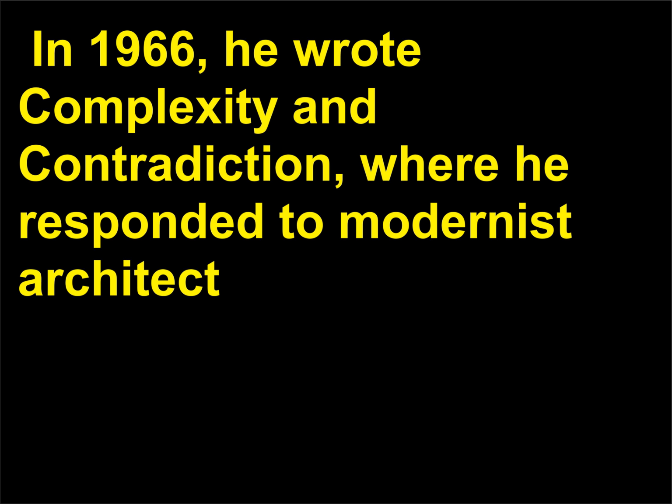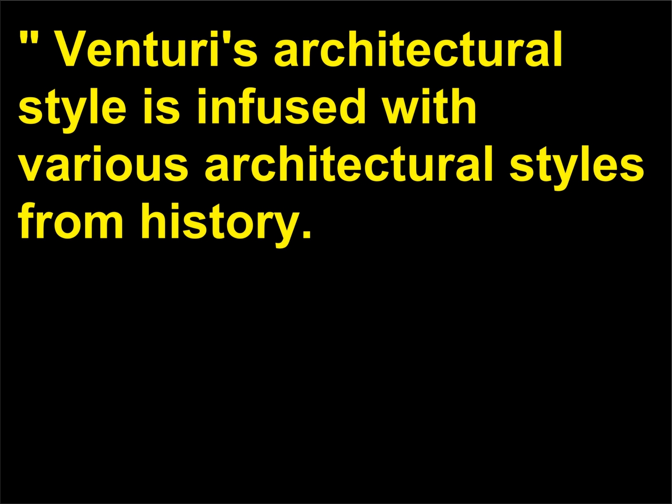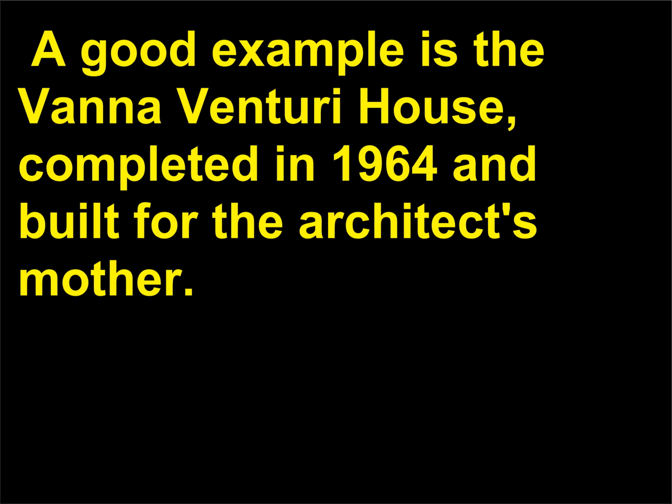In 1966, he wrote Complexity and Contradiction, where he responded to modernist architect Ludwig Mies van der Rohe's statement, "Less is more," by declaring, "Less is a bore." Venturi's architectural style is infused with various architectural styles from history. A good example is the Vanna Venturi house, completed in 1964 and built for the architect's mother.